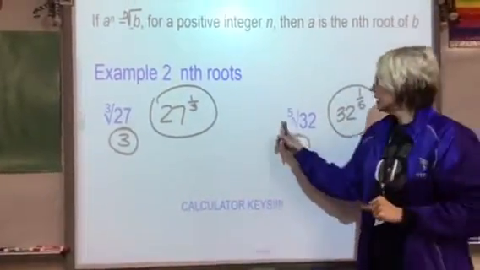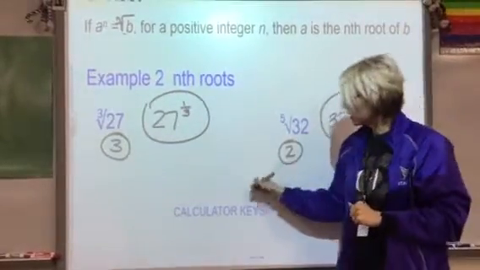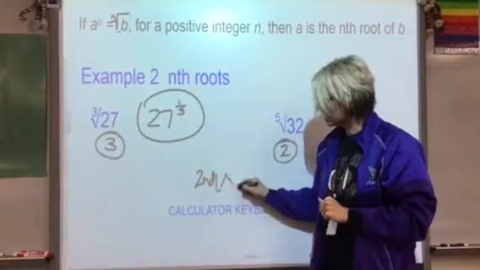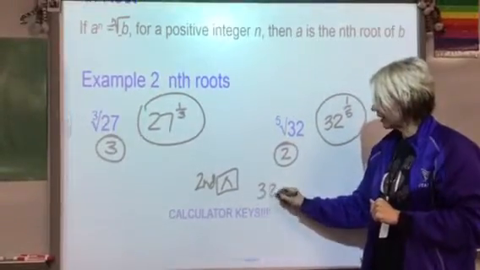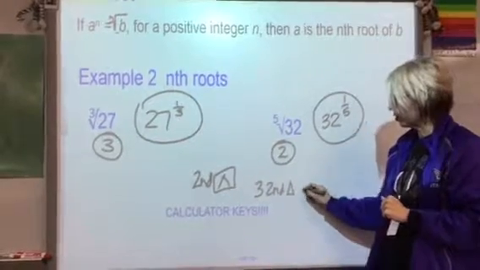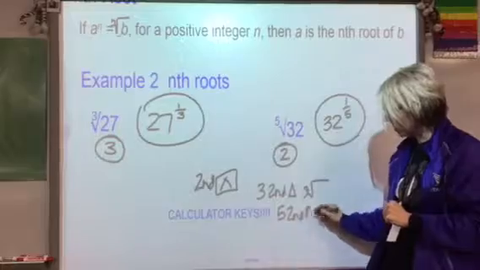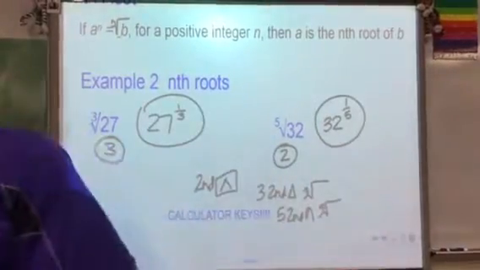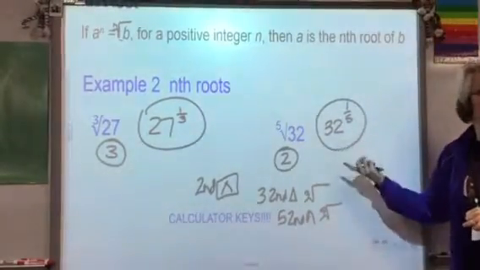Real quick here, if you want to do a root that's other than a square root, you're going to use a second power key, which looks like this. And you have to put the 3 in, then hit the second power key, and that will be the cubed root. If you put the 5 in first and then the second power key, that would be the 5th root. So just a quick review of your calculator keys there. Try the examples in your notes of how to do roots that are other than 2.